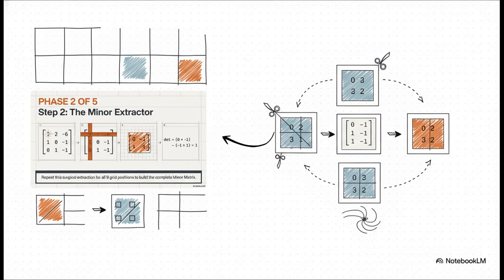Here's how it works. For every single number in our matrix, we do a little bit of surgery. We cover up its entire row and its entire column. And what's left behind? A little 2x2 grid. We just find the determinant of that tiny grid. That number is the minor for the original position.